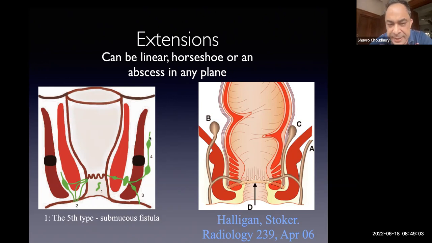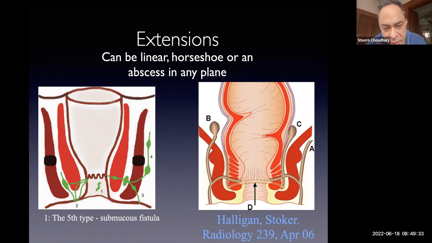The extension can be anywhere. It can be intersphincteric. It can be extrasphincteric. It can come down intersphincteric and open with a further external opening. Remember this. This is the one bit that I did not talk about. When you see three openings of a perianal fistula, it doesn't mean that there are three internal openings. Usually, yes, the internal opening is a single internal opening. Yes, absolutely, because the anal gland inflammation is only one.